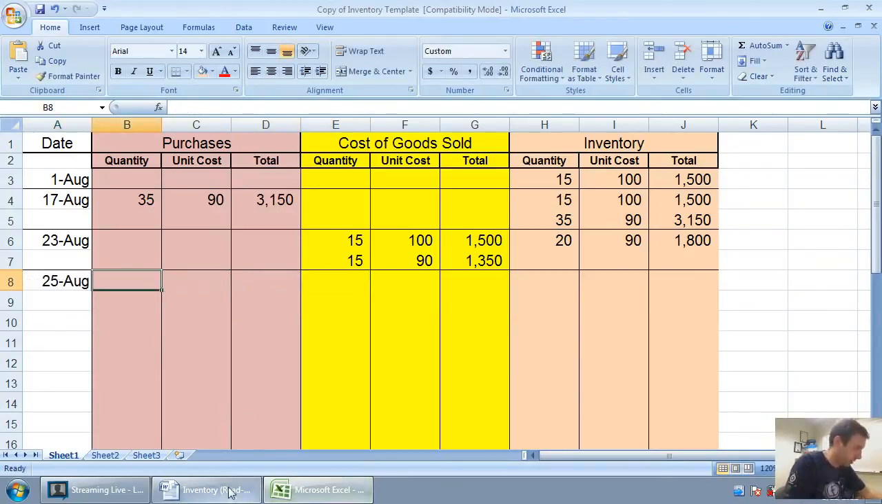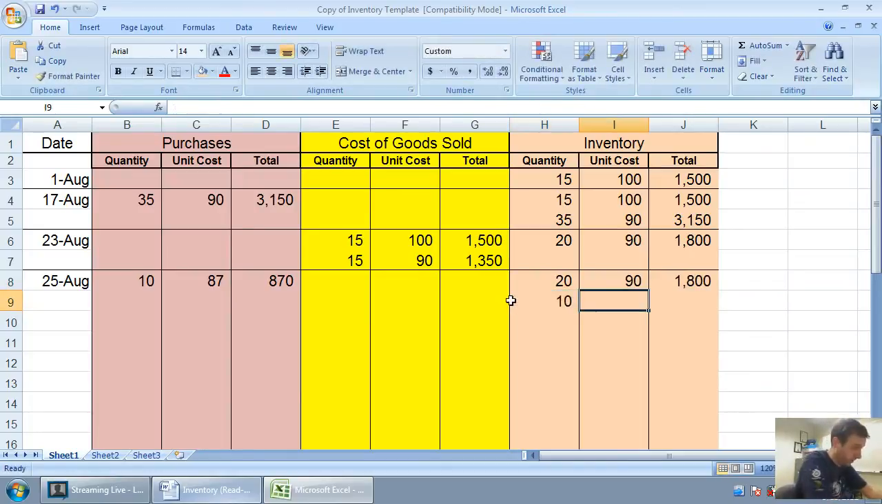We purchased just 10 units at 87 bucks. So 10 at 87 is $870 worth of inventory. Now I say to myself, well, what's my total in inventory? Well, I had 20 at 90. I still have 20 at 90. I didn't sell them, so I carry that number forward.